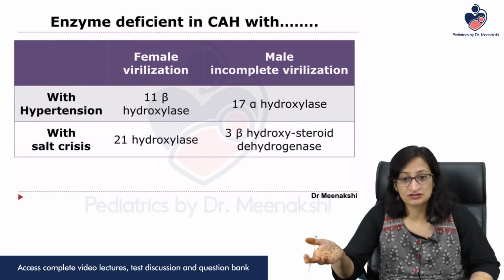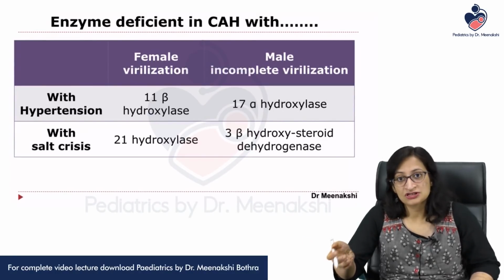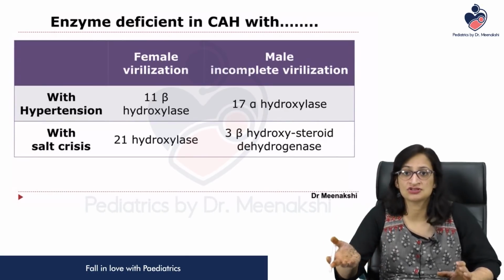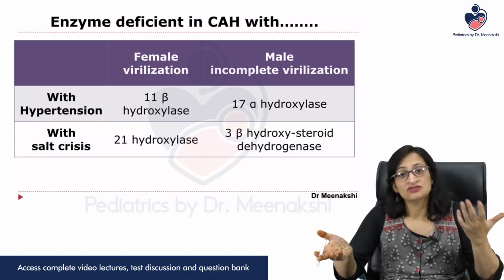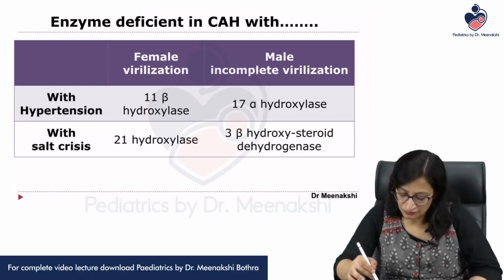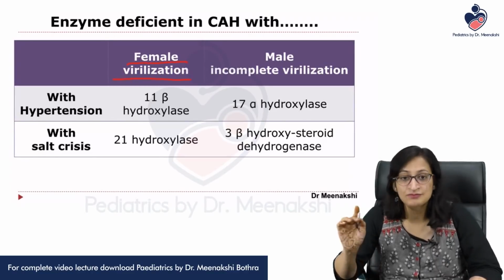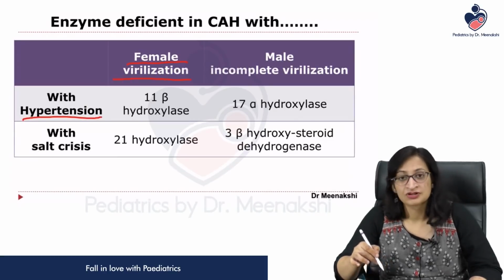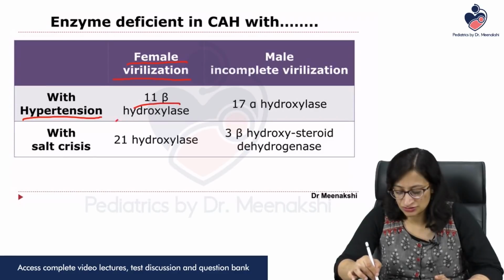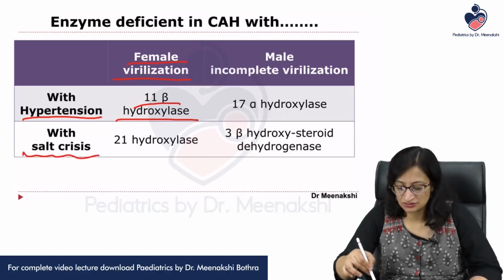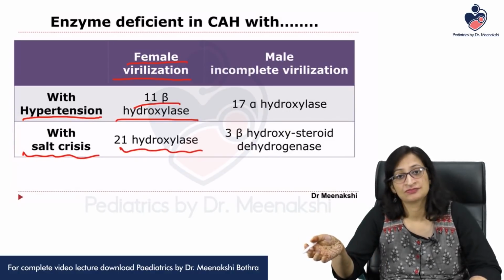So now in a nutshell, to summarize congenital adrenal hyperplasia, how do you diagnose from a given scenario which enzyme defect? Very, very important, has been asked in MCQs multiple times. So now that we have understood which feature is there in which enzyme deficiency, let us summarize it. If we are getting female virilization, that means ambiguous genitalia in a female along with hypertension, we think of 11-beta hydroxylase deficiency. Ambiguous genitalia in a female with salt wasting, 21-hydroxylase deficiency.